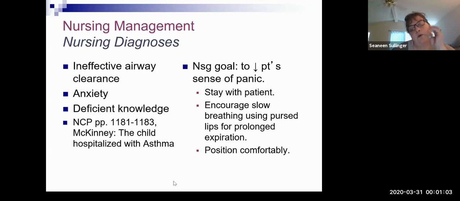And your goal, right, the goal needs to be specific and measurable. So maybe you're trying to decrease their anxiety, so their sense of panic. You know, these are actually interventions: stay with the patient, slow breathing with the pursed lips, position them comfortably. So those are the interventions that you would do. Maybe the goal would be the patient states they no longer feel anxious after 10 minutes or by the end of your shift.